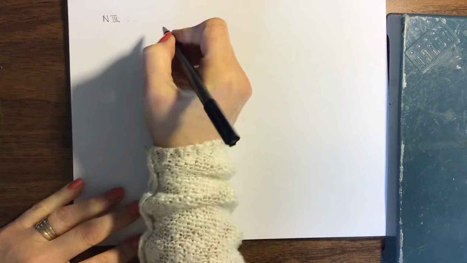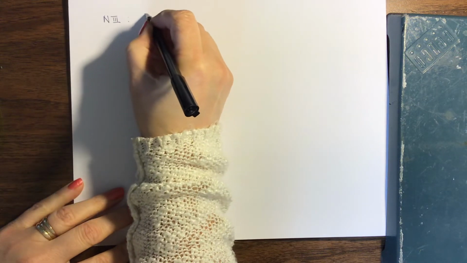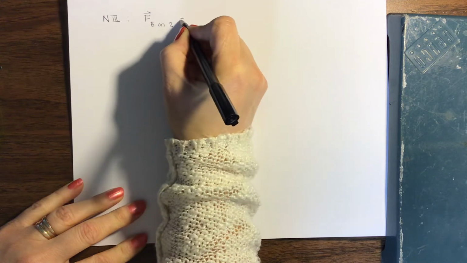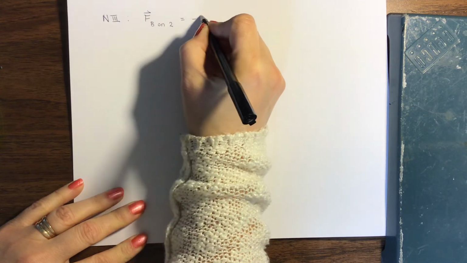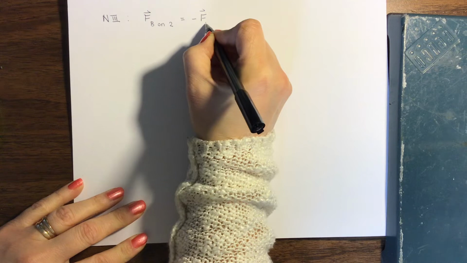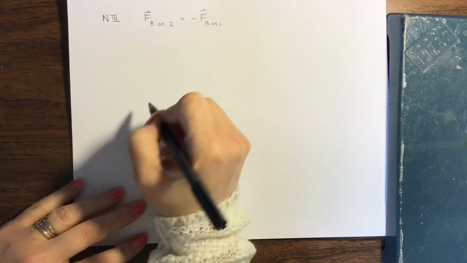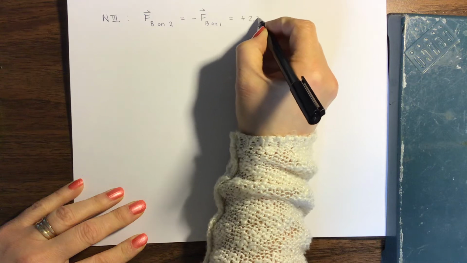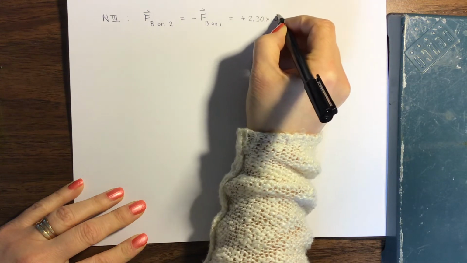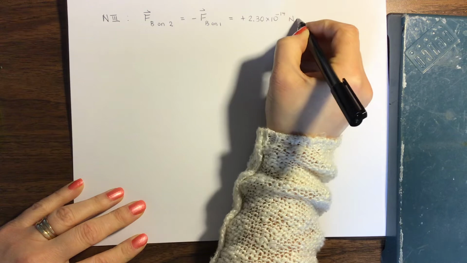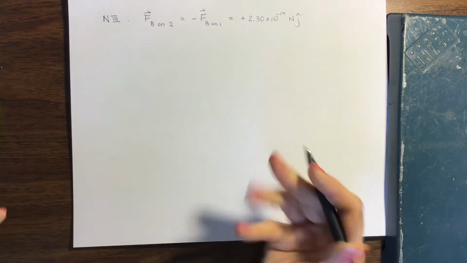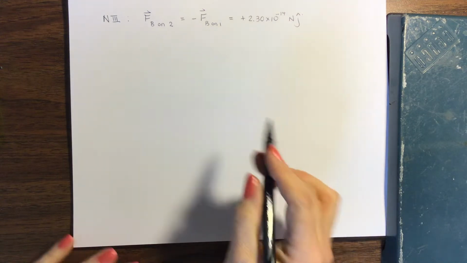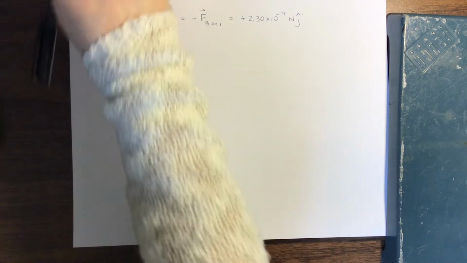Newton's third law says for every force there's an equal and opposite force. So the magnetic force on charge 2 due to charge 1 is the negative of the magnetic force on charge 1 due to charge 2. That would mean that force would be plus 2.30 times 10 to the minus 14 newtons, j hat. That's the faster way to solve this problem. If you did it the long way, that certainly would not be incorrect, but it might use up a bunch of your time.